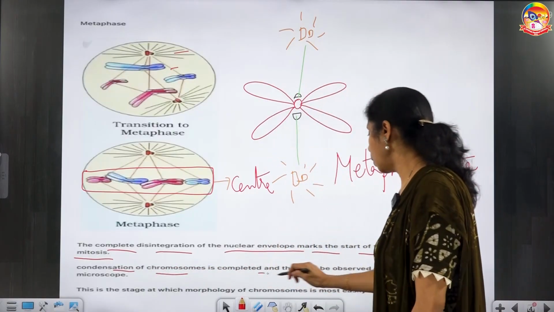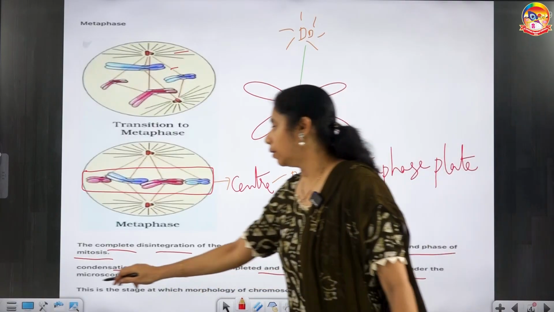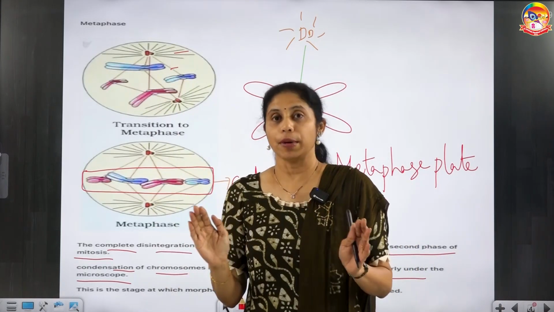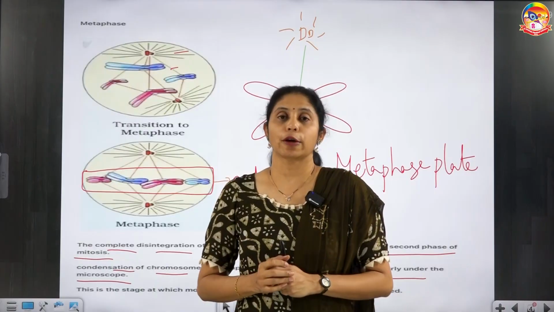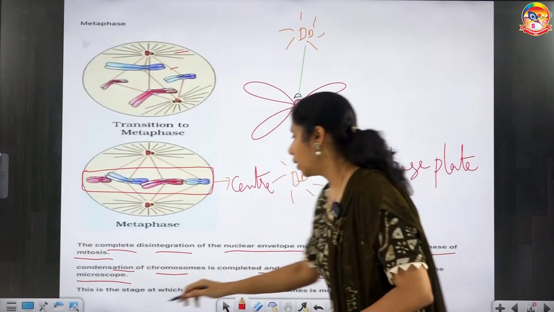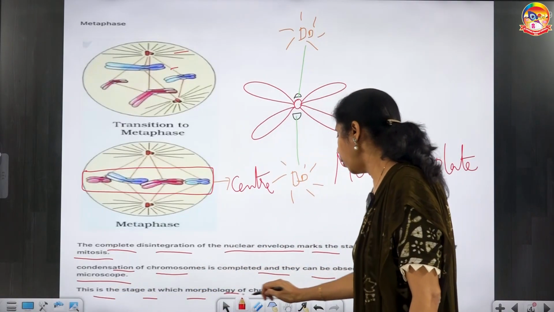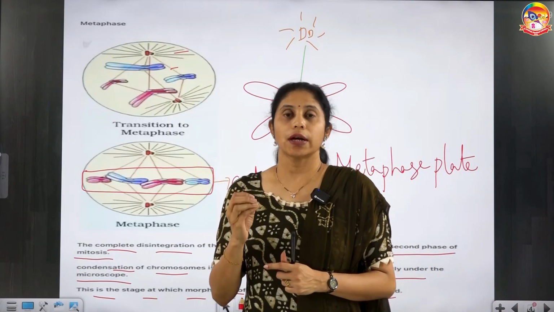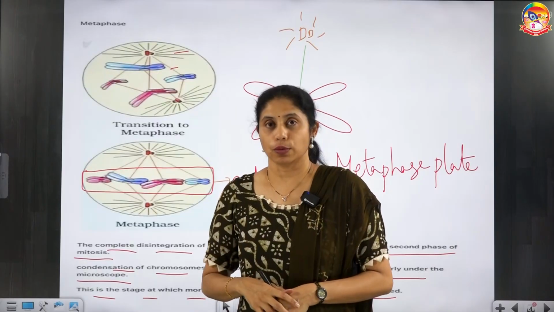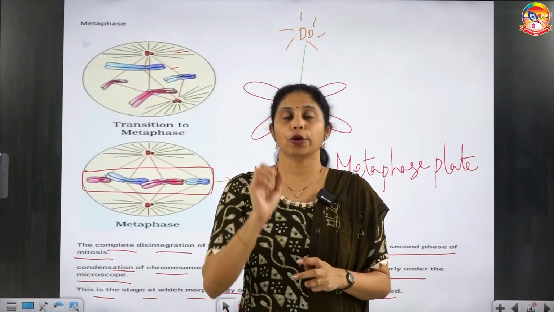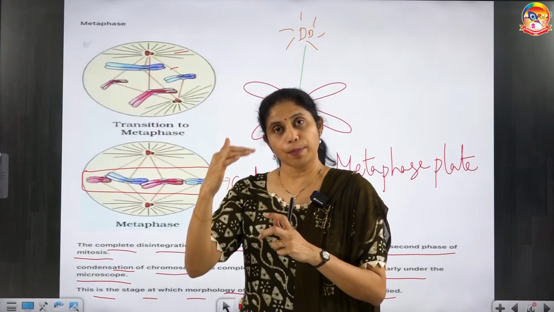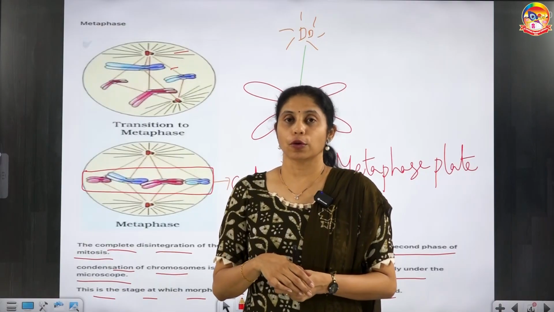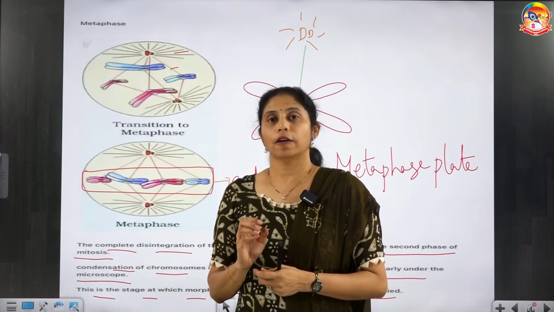Condensation of chromosomes is also completed and they can be observed clearly under the microscope. Condensation started in the prophase, now it is also completed. Now we can see the chromosomes clearly under the microscope. This is the stage at which the morphology of the chromosomes is most easily studied. This is the best stage to study the morphology and structure of the chromosome, because we can see very clearly the centromere, two sister chromatids, every part of the chromosome. So the structure or morphology of the chromosome can be studied in metaphase.